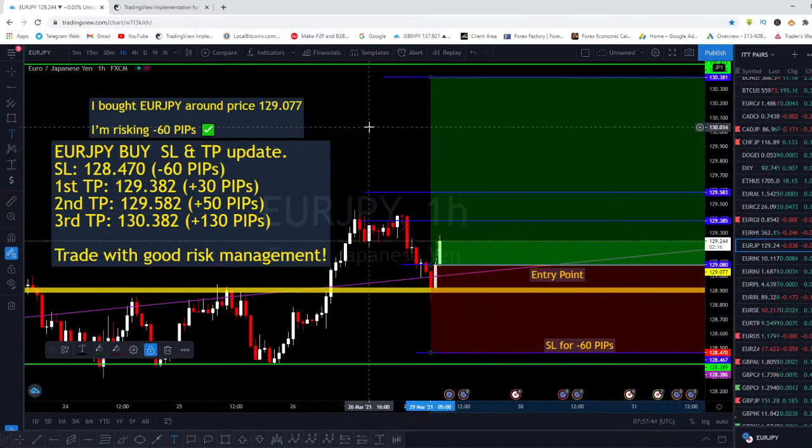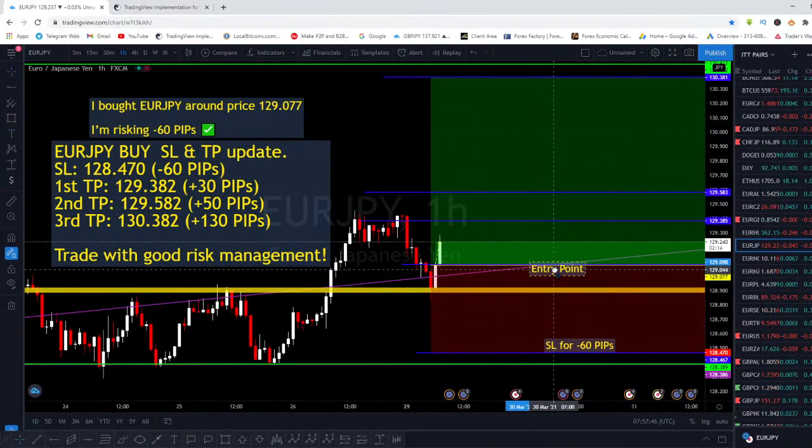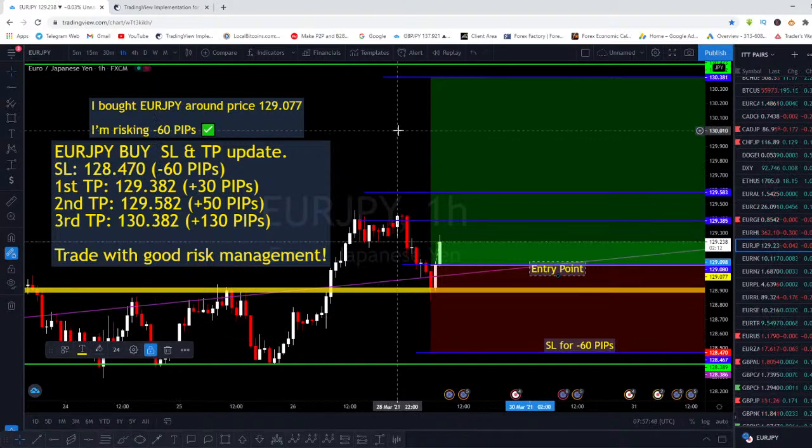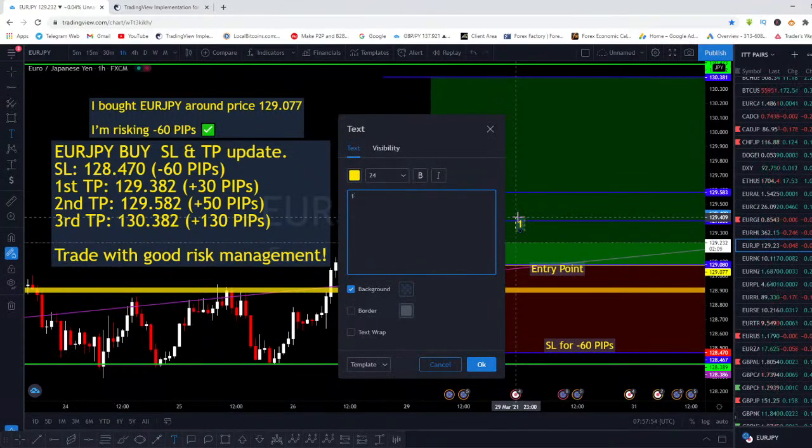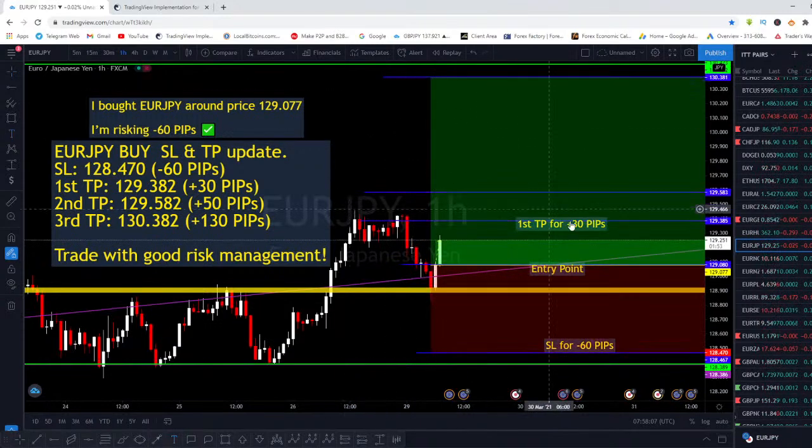That's it. And also, I'm gonna go around and do some stuff. This is a false TP, and it's for plus 30 pips. Plus 30 pips, so that you guys can understand why I'm putting all of this, right?